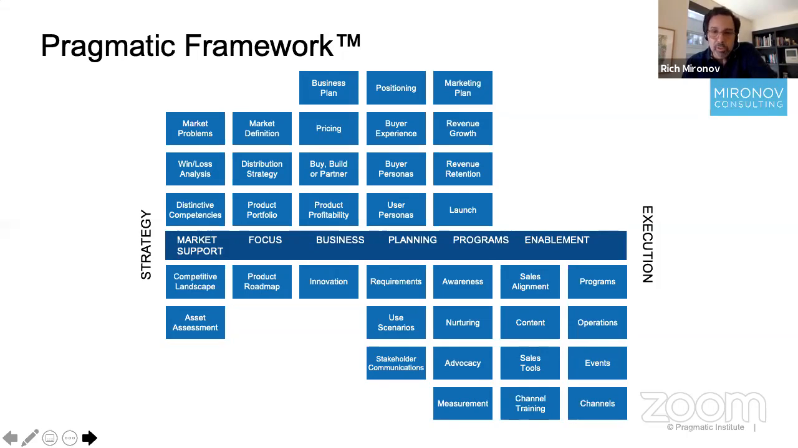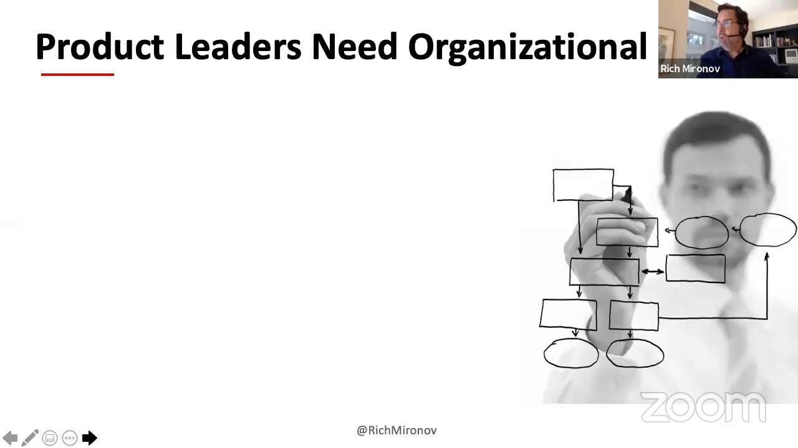Send them off to class, work with them, review their work, have some peers to coach them. Think hard about the mix of your team. And that's really important as we get to sort of close out this thought. I believe as a product leader, I need an organizational plan.